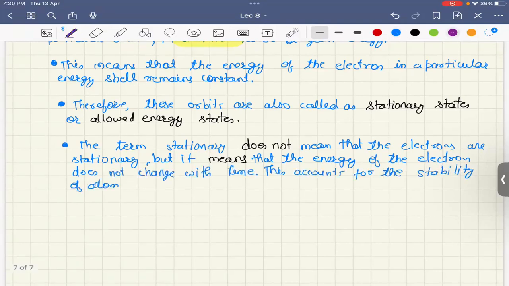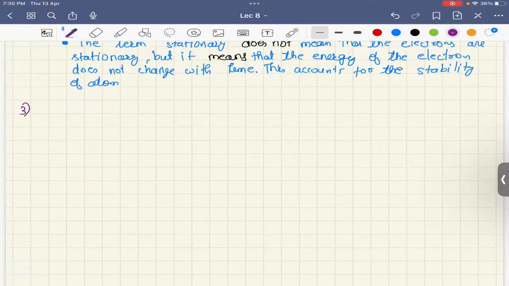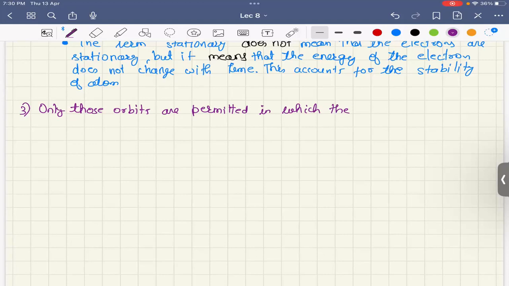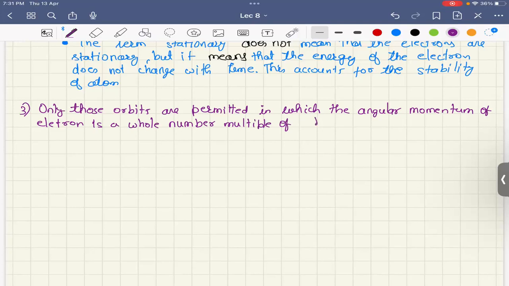So the third postulate of this theory is only those orbits are permitted in which the angular momentum of the electron is a whole number multiple of a quantity, right? Only those orbits are permitted in which the angular momentum of the electron is a whole number multiple of a quantity which we call h by 2 pi, where h is the Planck's constant and pi is the normal pi with a value of 3.14. This is also called as h cross.